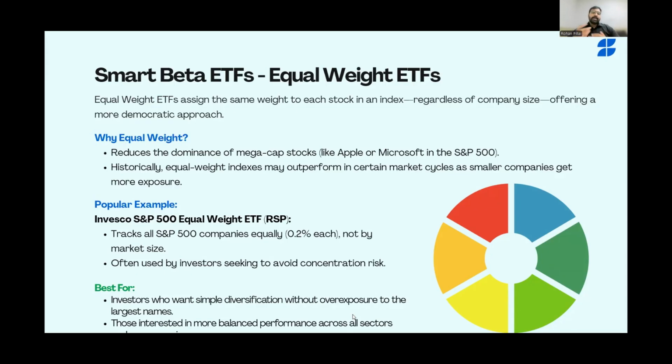Why look into buying an ETF such as this? It is meant for investors who want to diversify without overexposure to the largest names. It's for customers who just want to buy this and then diversify with other ETFs. For example, it can be used together with the thematic ETFs that we'll be covering later.